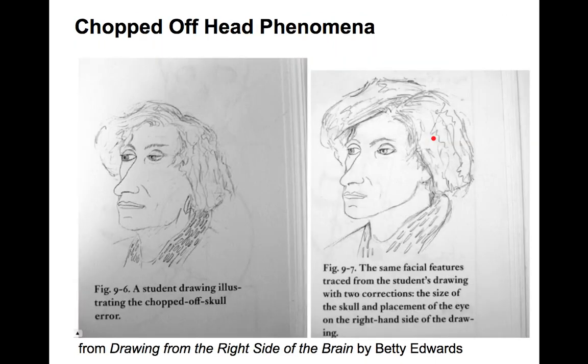This shows you what's called the cut-off head phenomenon, or chopped-off head phenomenon, which was discovered by Betty Edwards from Drawing on the Right Side of the Brain, that students were consistently chopping off the upper portion of the head. And this is from her book, these illustrations. You can see on the right what the real drawing is supposed to look like, and on the left what it looks like out of proportion.